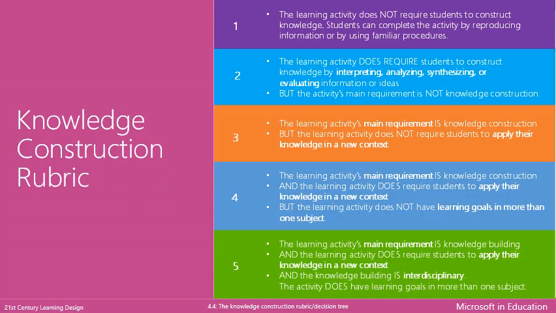As outlined earlier, this decision tree can also be represented as a rubric. As you can see, each of the numbers 1 to 5 outline the criteria for the condition for the code. For example, the condition to achieve a code 2 is as follows. The learning activity does require the students to construct knowledge, but the activity's main requirement is not knowledge construction. You can decide which you find easier to use, the decision tree or the rubric, when coding learning activities.